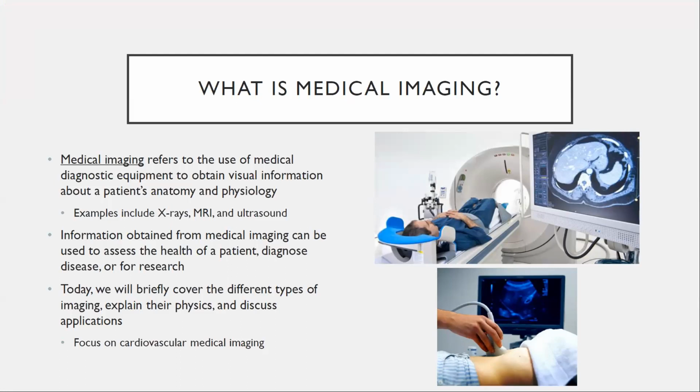The reason we do medical imaging is to obtain information that you otherwise can't obtain just by looking at the patient. The information that you gain from medical imaging can be used to assess, first of all, the health of the patient. It can be used to diagnose disease or for research. Again, today we're just going to briefly cover the different types of imaging, explain their physics, and discuss a little bit of their applications.